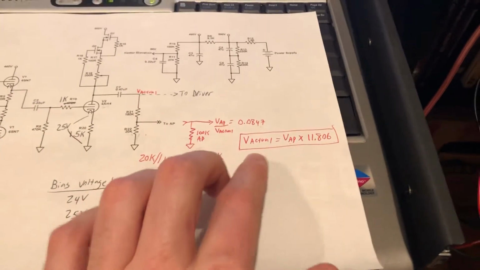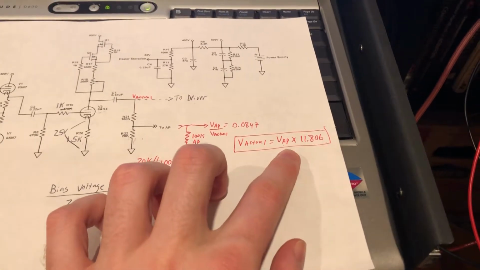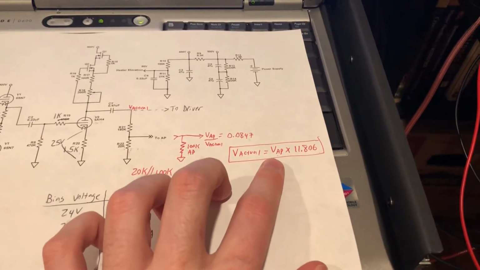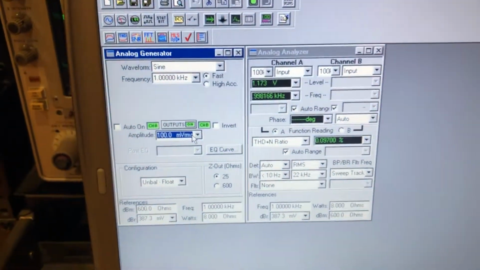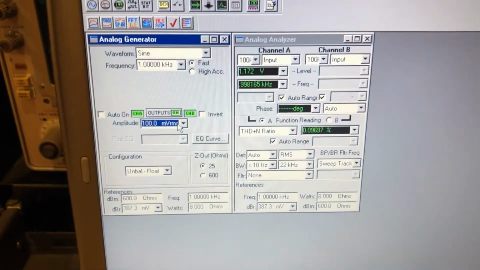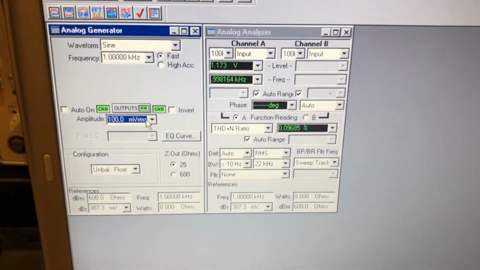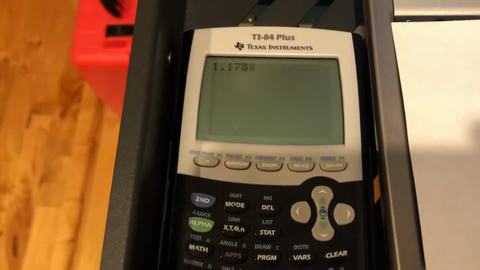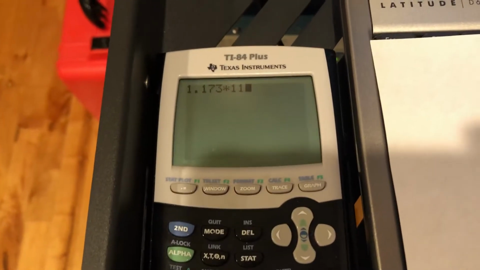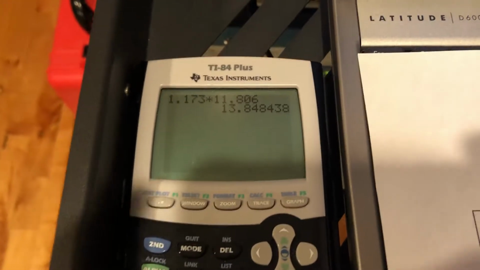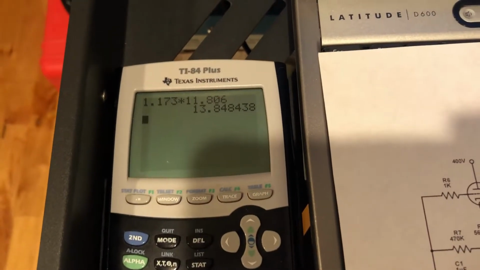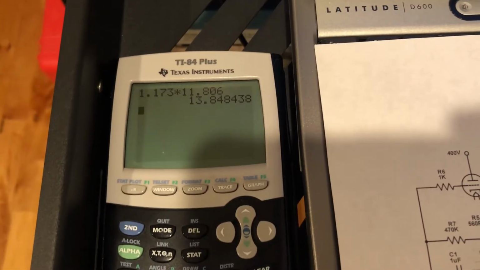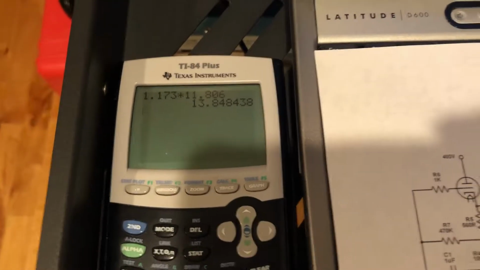Here I want to check and verify that our AP voltage calculation is indeed correct. And so I'll run an example. Right now the AP is connected. We've got a 100 millivolt input signal, and we have 1.173 volts output. So 1.173 times 11.806, we should be getting 13.84 volts RMS output.